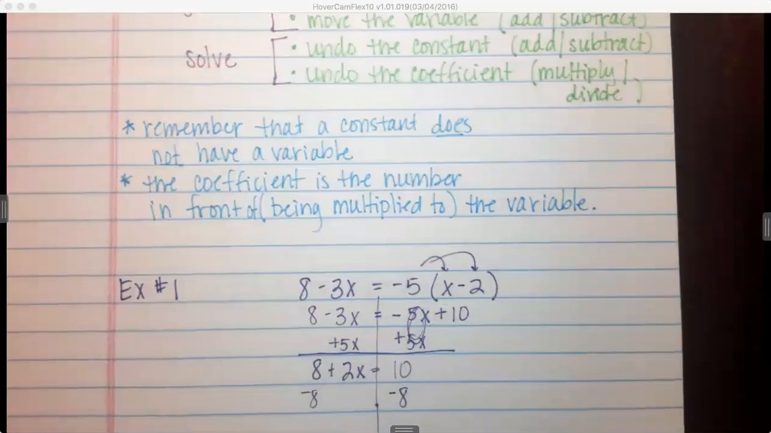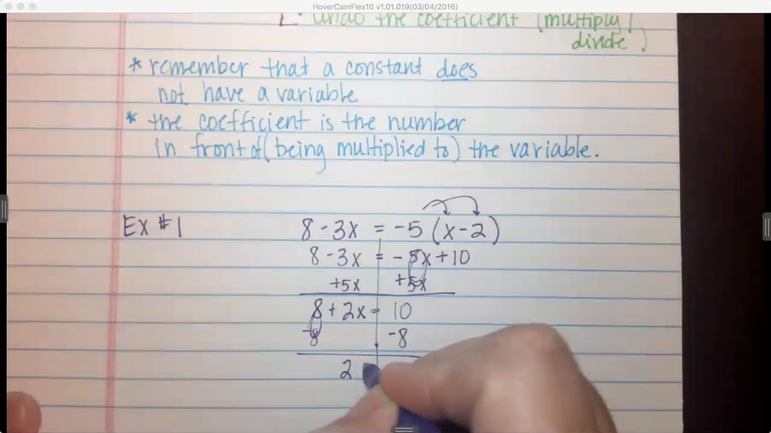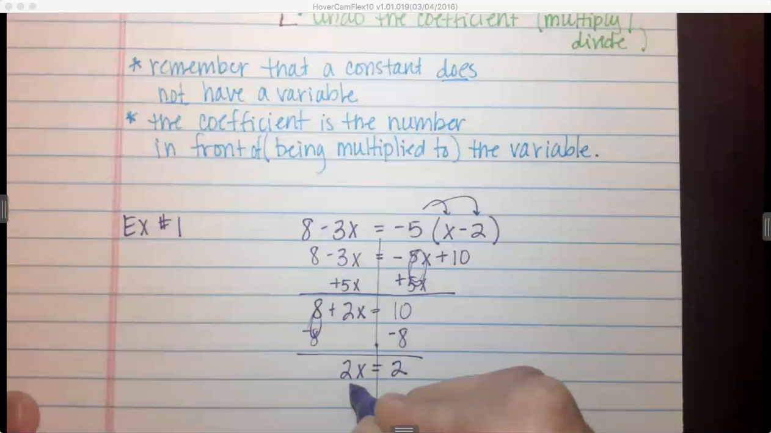Now I want to undo my constant. So the 8 was positive, so I'm going to subtract it. 8 minus 8 is 0. I bring the 2x down. 10 minus 8 is 2. Okay, now I'm going to undo the coefficient.